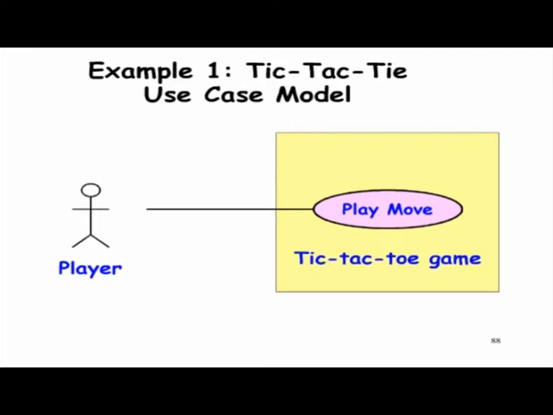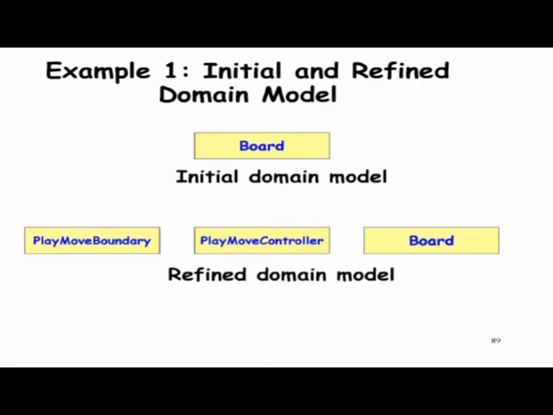Now the next step is to identify the different classes in the domain model. By looking at this use case diagram, you know that there will be one controller class and one boundary class: the player play move boundary and the play move controller. But what about the entity classes? For entity classes, we need to read through the problem document and identify which class stores data and supports some meaningful methods. If you do that, you will find that board is the only entity class, and board consists of squares. The other things are mechanically identified: the one boundary class, one controller class, and one board class.